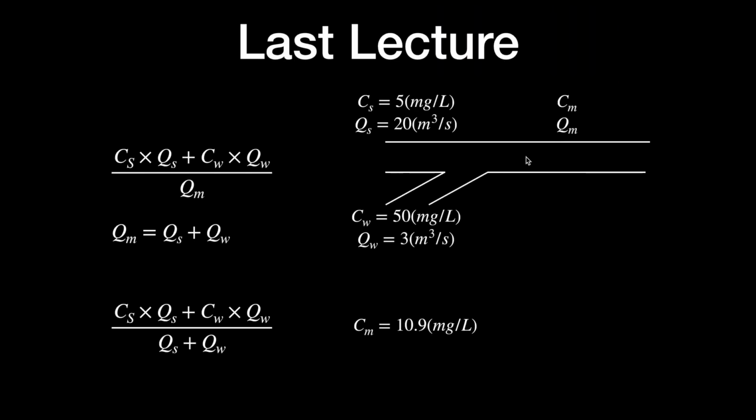In our last lecture we looked at how to perform a mass balance equation to determine the mixed stream concentration when you have a stream with a low concentration and high flow rate mixing with a waste stream with a high concentration and low flow rate, which of course would work for any combination of streams. That's just a very typical example, and for this example we calculated a concentration of an arbitrary pollutant of 10.9 milligrams per liter.